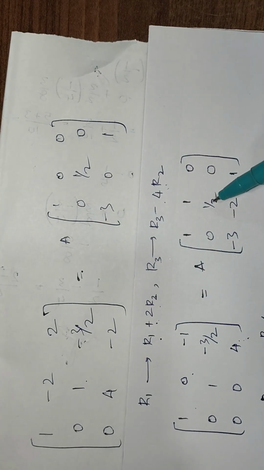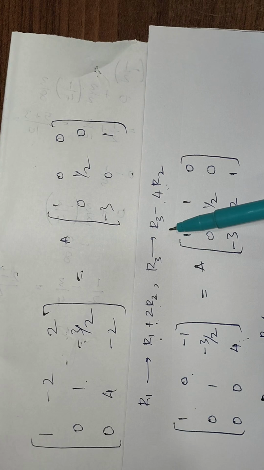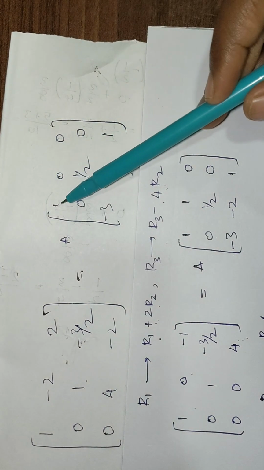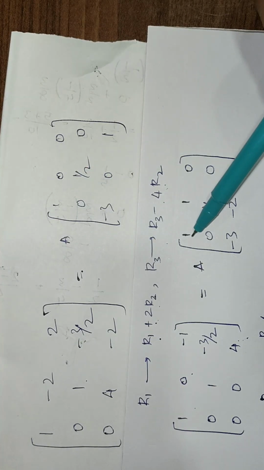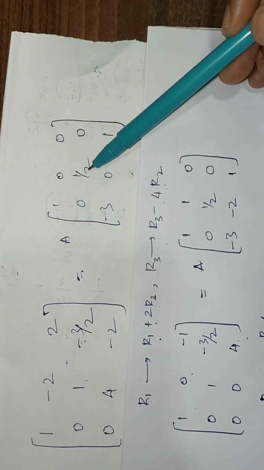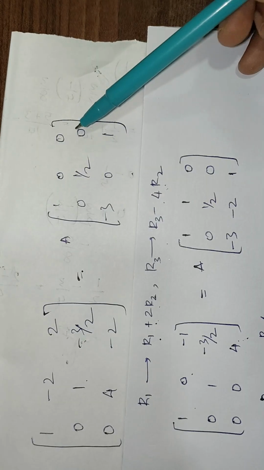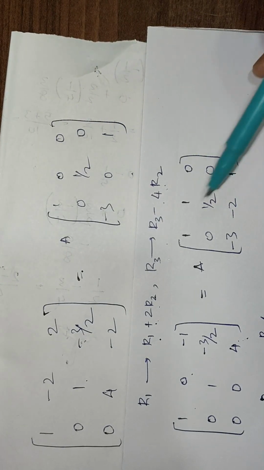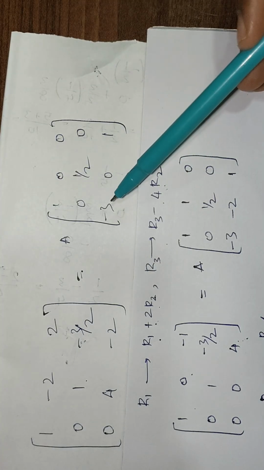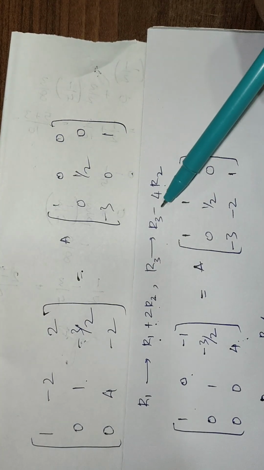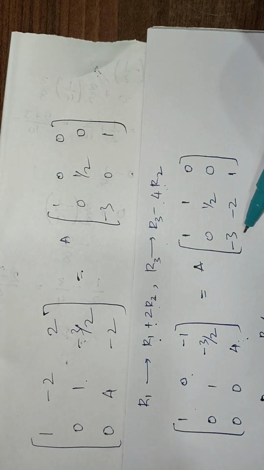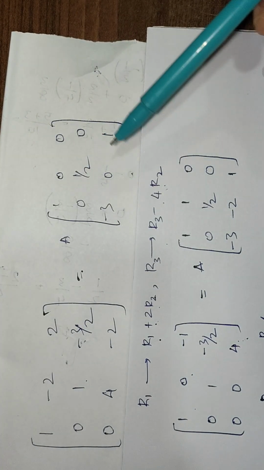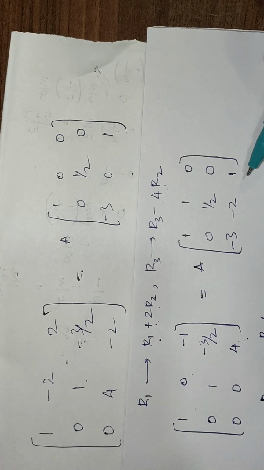Here also you need to use this transformation for row 1 and row 3, so it becomes: 1 plus 2 into 0 is 1, 0 plus 2 into half is 1, 0 plus 2 into 0 is 0. There is no transformation for row 2, and for the third row we use this transformation: minus 3 minus 4 into 0 is minus 3, 0 minus 4 into half is minus 2, and 1 minus 4 into 0 is 1.